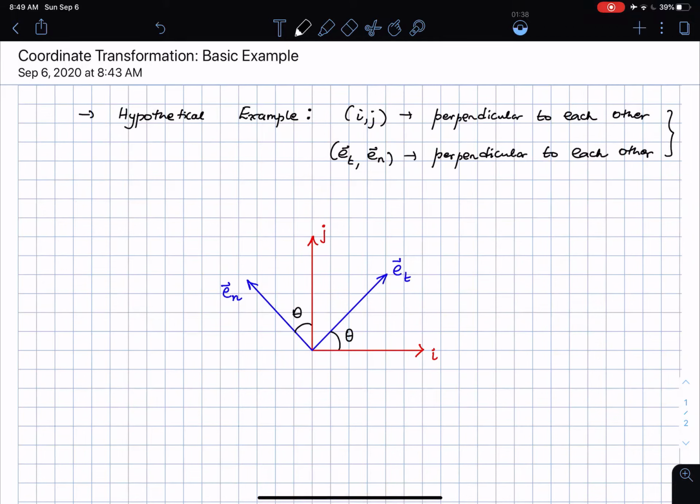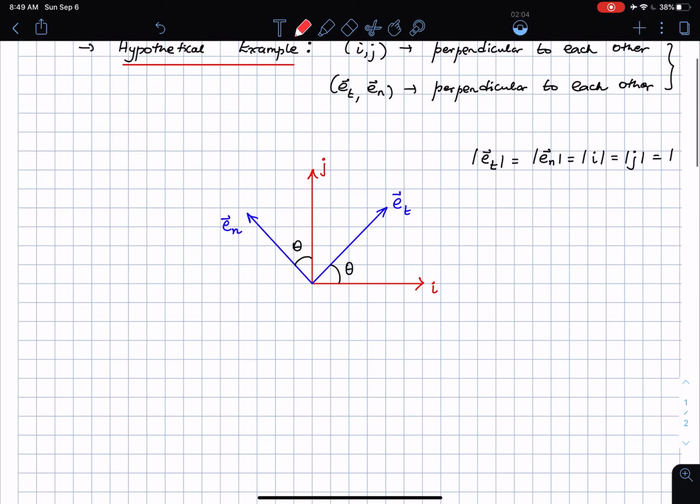It is very obvious to see that the magnitude of all of these is equal to 1. So the magnitude of et is equal to the magnitude of en is equal to the magnitude of i is equal to the magnitude of j. This is equal to 1, because these are unit vectors. This is a no-brainer.